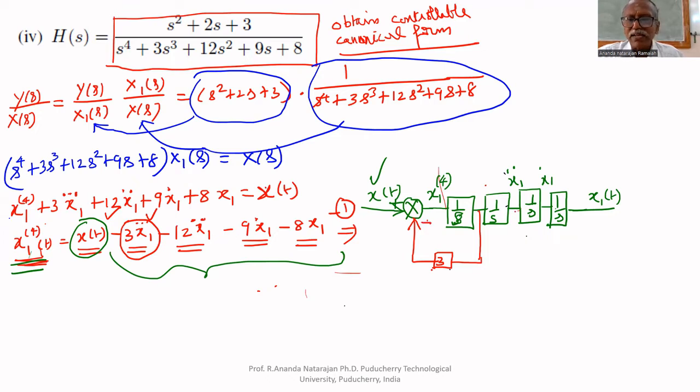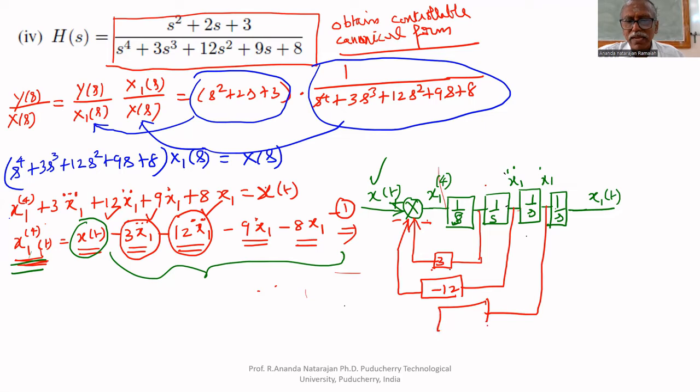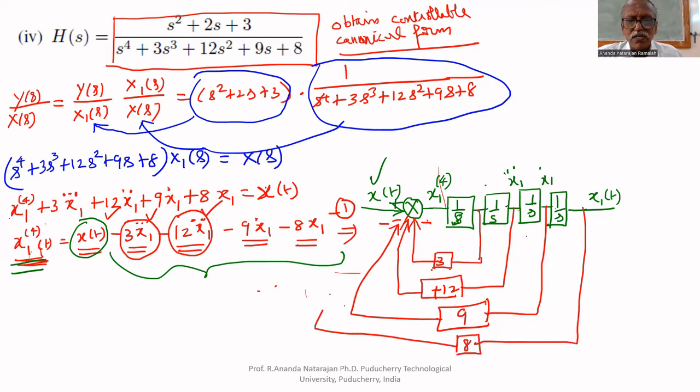Now 12 times the second derivative we have to subtract. 12 times the second derivative, that is also subtracted at the summing block. Now 9 times the first derivative. Take this, multiply by 9, and subtract. Then take 8 times x1, that also has to be subtracted. So all are subtracted from the summing junction. You got x1 of t. Now x1 of t is available.